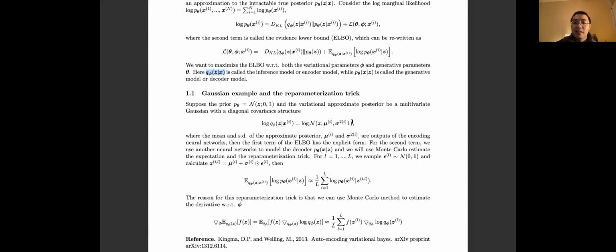And the second thing is the generative model. This will be another neural network usually, and given z, how to implement a model to get the x. So in this case, it will be a neural network that takes z as input and outputs x. So for example here.